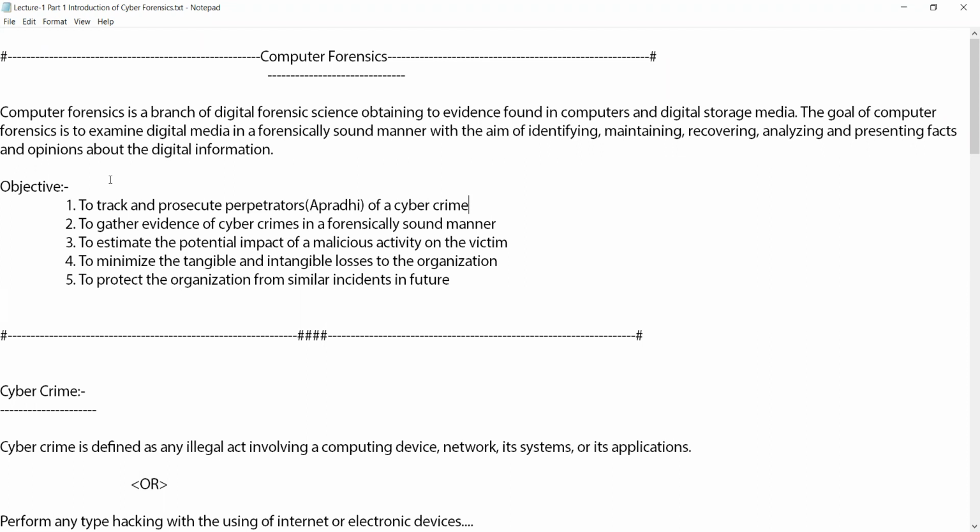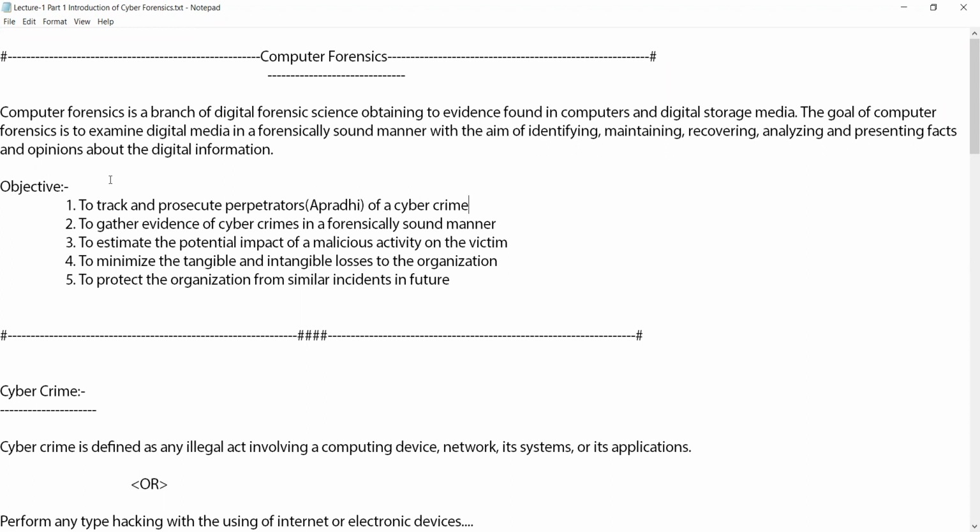The third objective you need to complete is to estimate the potential impact of a malicious activity on the victim. So what we have to do here is first find out and calculate the total estimate of the potential impact of that particular malicious activity on the victim. Whatever malicious activities have happened on the victim, find out about them and calculate them. This is the third objective.